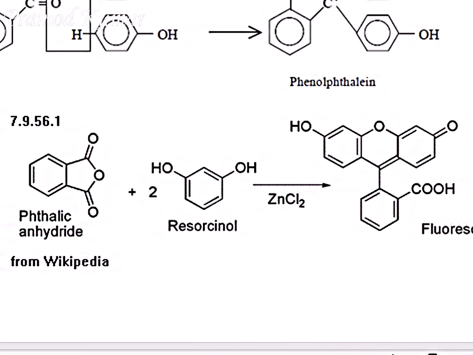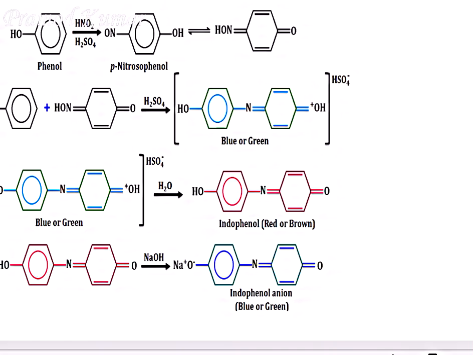Okay, these are the indicators that are used. So depending upon the starting material, resorcinol will give you what? Fluorescein, and your phenol will give your phenolphthalein indicator.